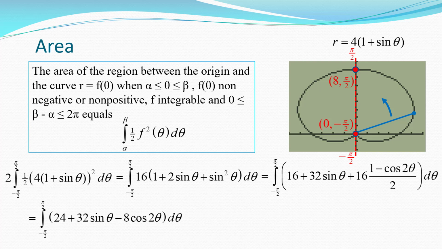I then multiply the 16 through that fraction to get an 8, and the 16 becomes a 24. And then I have a minus 8 cosine 2 theta. Each of those pieces is easy to integrate, which I do. I evaluate each at the bounds and subtract them. That's the answer. That would then be the total area of that region, bounded by that curve.